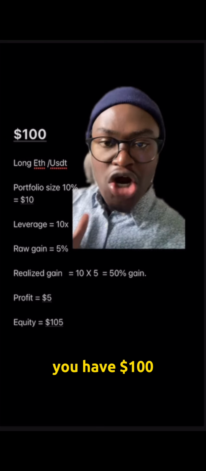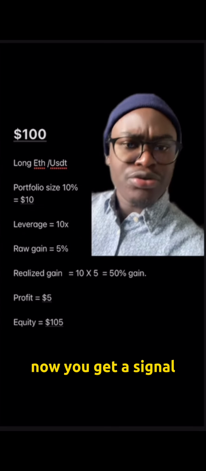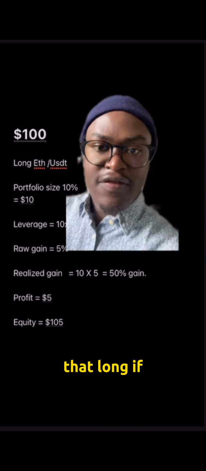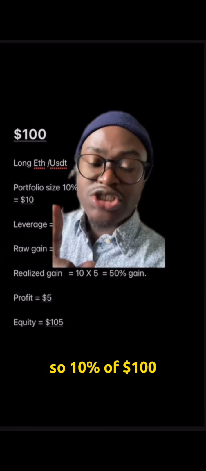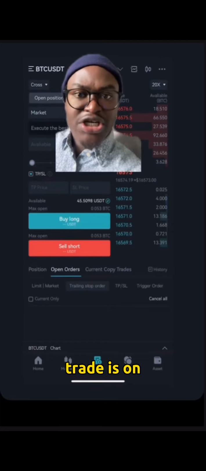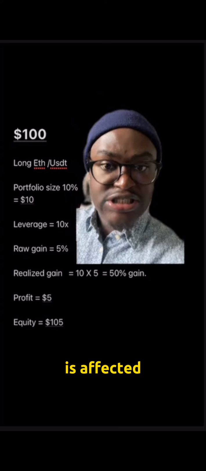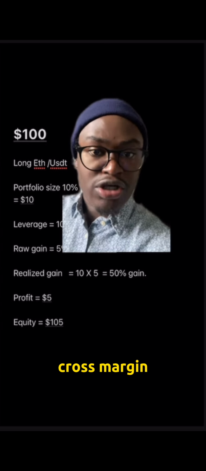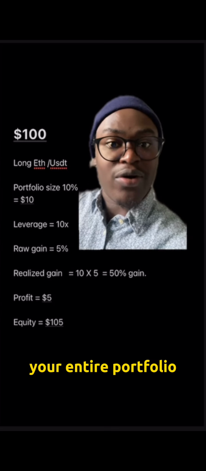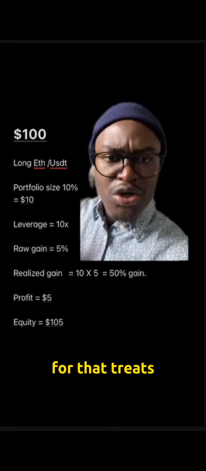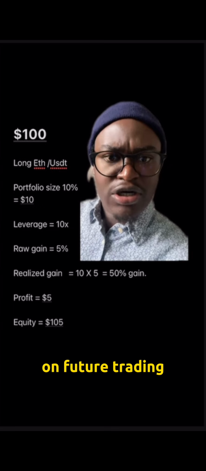So let's say you have $100 in your trading portfolio, your futures trading portfolio. Now you get a signal to long ETH with 10% of your portfolio. So 10% of $100 will be $10. Let's say that trade is on cross margin. So the entire $100 is affected by this single trade because it's on cross margin. Cross simply means your entire portfolio. You are using your entire portfolio as collateral for that trade. We will talk more about what it actually means in my dedicated video on futures trading.